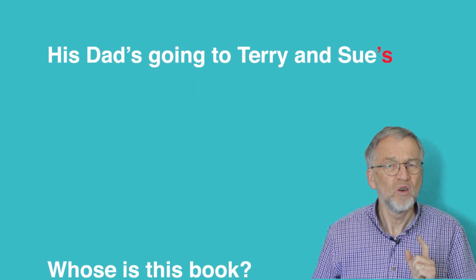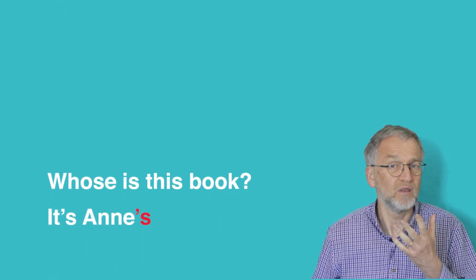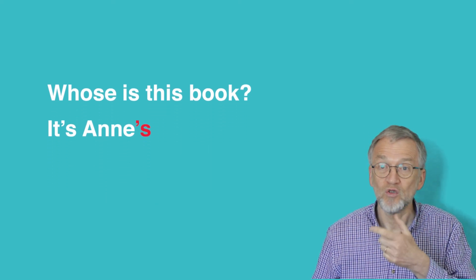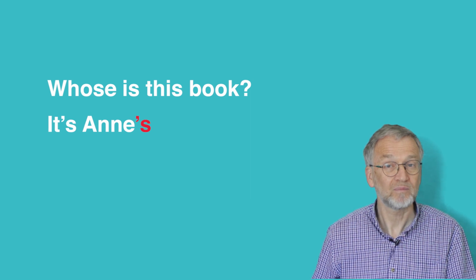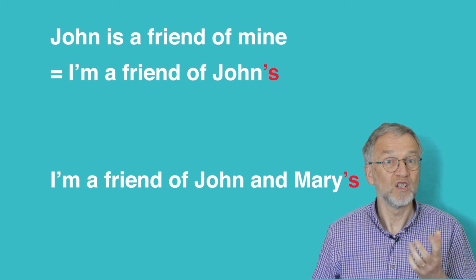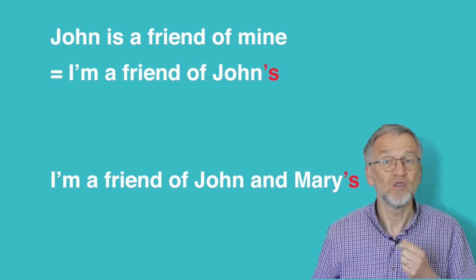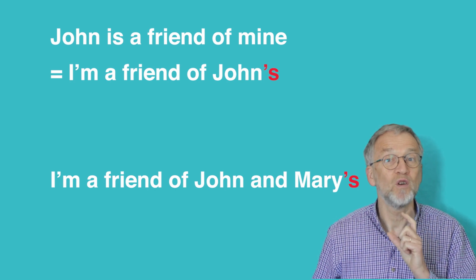Now, whose is this book? Yeah, it's not "who is this book," because no, it says whose is this book? Is this book yours? Is it yours? So whose is this book? It's Anne's. Now, I can say John is a friend of mine, or I can say I'm a friend of John's, or I'm a friend of John and Mary's, of both of them.